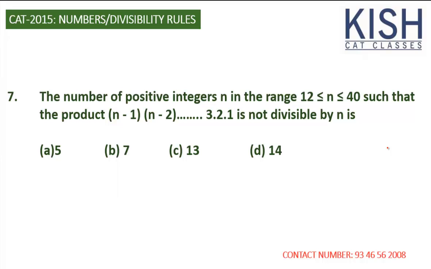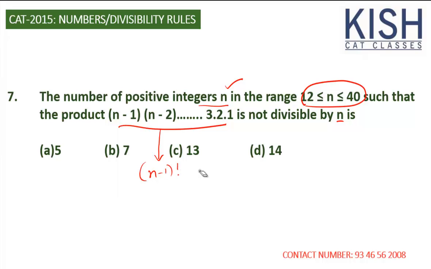The number of positive integers n in the range of 12 to 40 such that the product of n minus 1, n minus 2, and so on up to 3 into 2 into 1 is not divisible by n. Now, it's an integer and there is a range and a number is defined and divisible by n. So it is n minus 1, n minus 2. If we take this one, n minus 1, n minus 2 and so on up to 3, that is nothing but n minus 1 factorial.